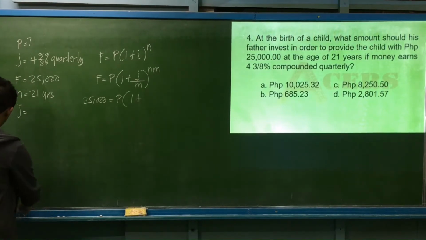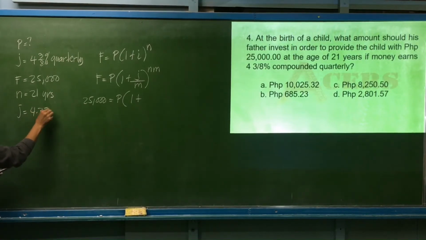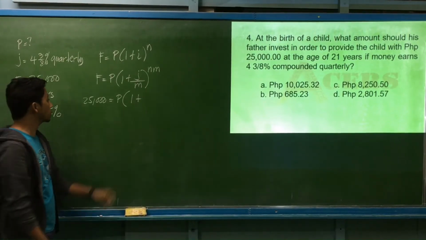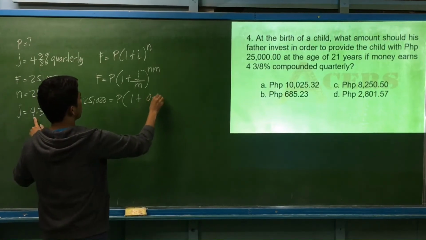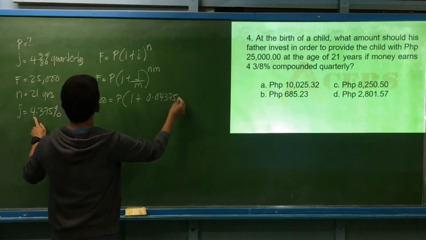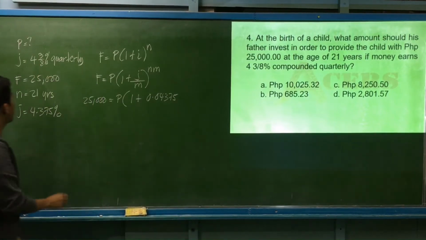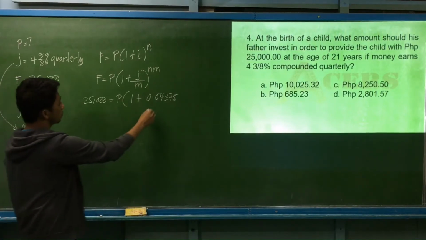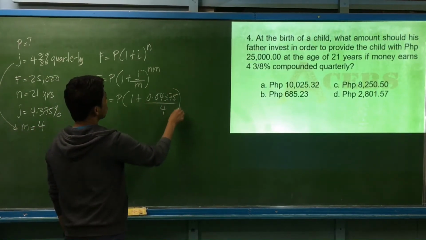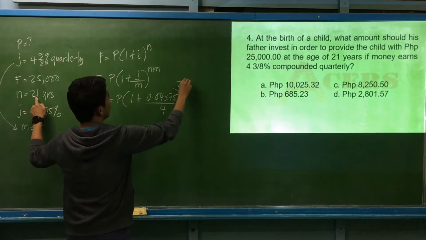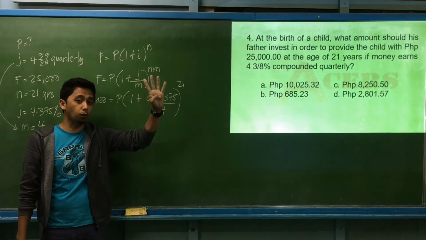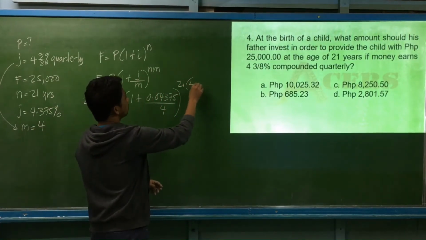It is the same as 4.375%. So again, we have 25,000 equal to the present amount times (1 + 0.04375/4). It is compounded quarterly, so the value of m is equal to 4. This is raised to how many years? We have 21 years, and each year we have 4 quarters, so we need to multiply by 4.